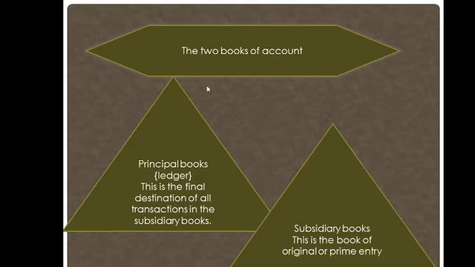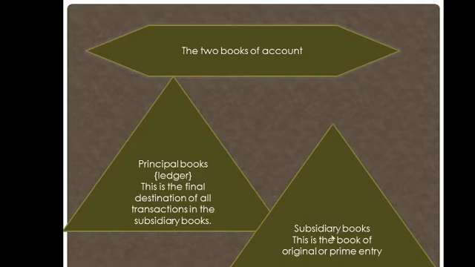Over here we have the two types of accounts. One, we have the ledger, which is the principal book. It is the final destination of all transactions in the subsidiary books. And today, this is our main focus.